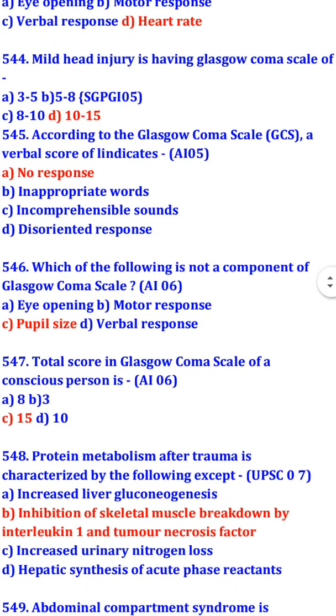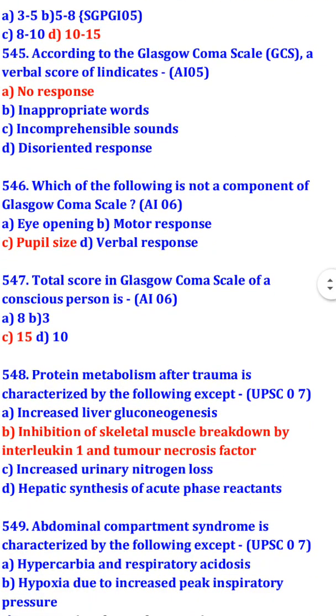Which of the following is not a component of Glasgow coma scale? Pupil size is not a component. Eye opening, motor response and verbal response are the components of Glasgow coma scale. Total score in Glasgow coma scale of a conscious person is 15.